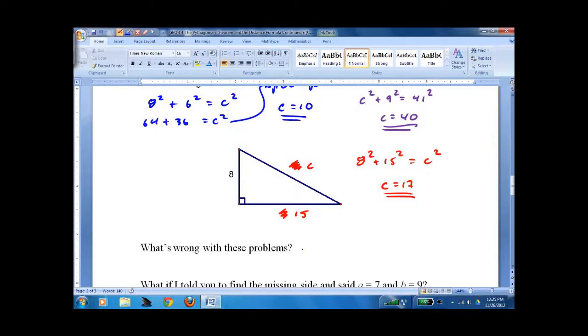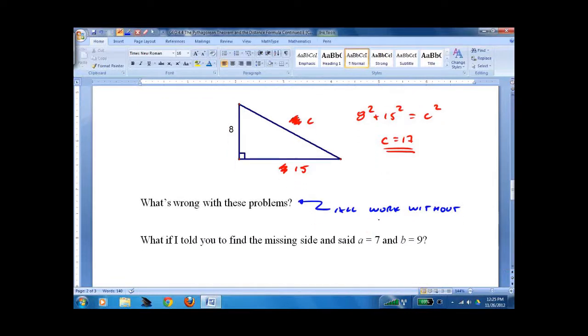What's wrong with all these problems? They all work without decimals. They're perfect. It's very rare.